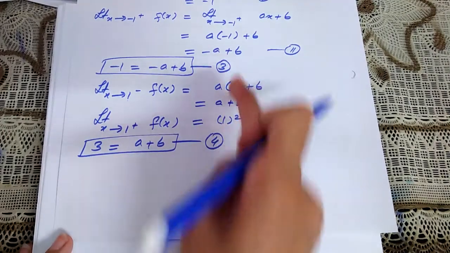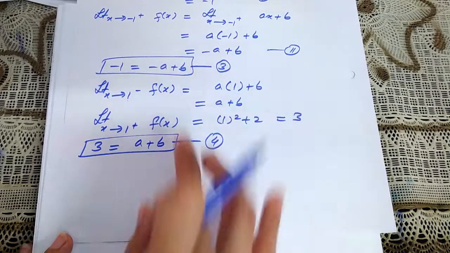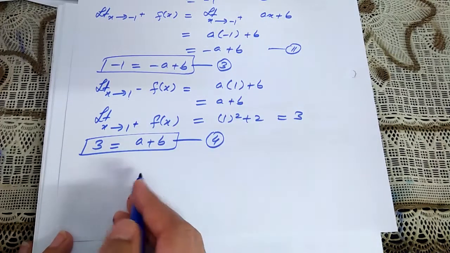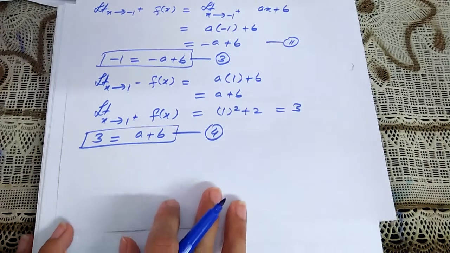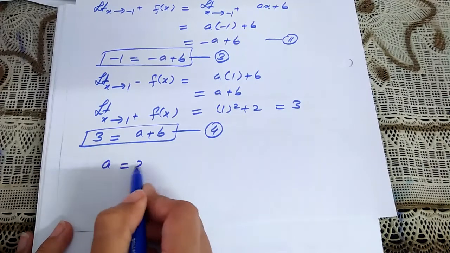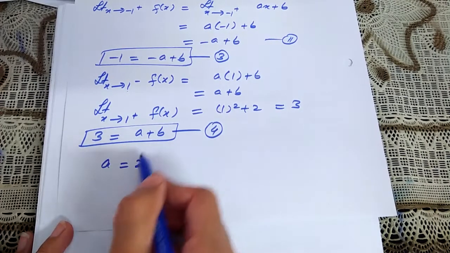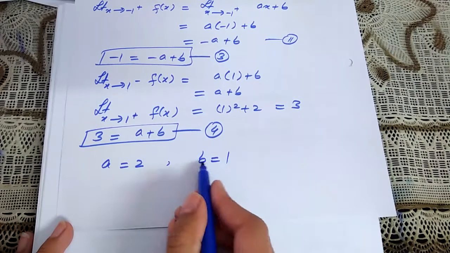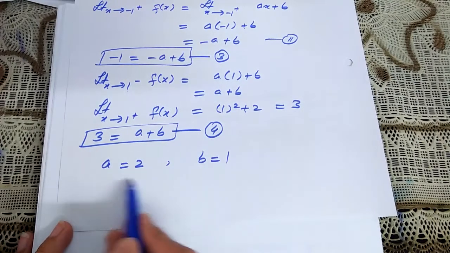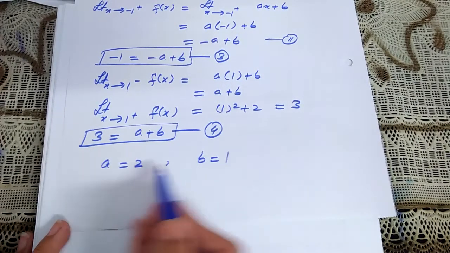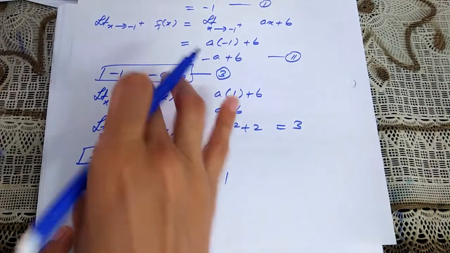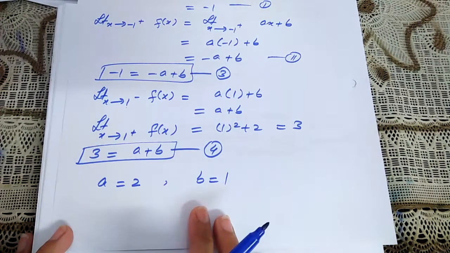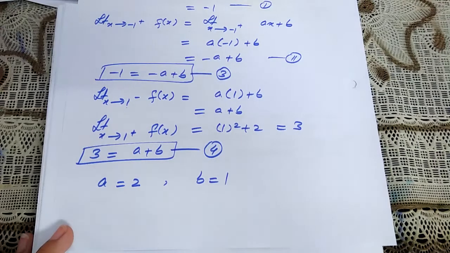Now add equation number 3. Simultaneously we will solve both of the equations. Adding equations 3 and 4 will give us the value of a as 2, and then use that value of a in any of the equations and get the value of b. That is, a is equal to 2 and b is equal to 1. You will get this from solving these two equations simultaneously.